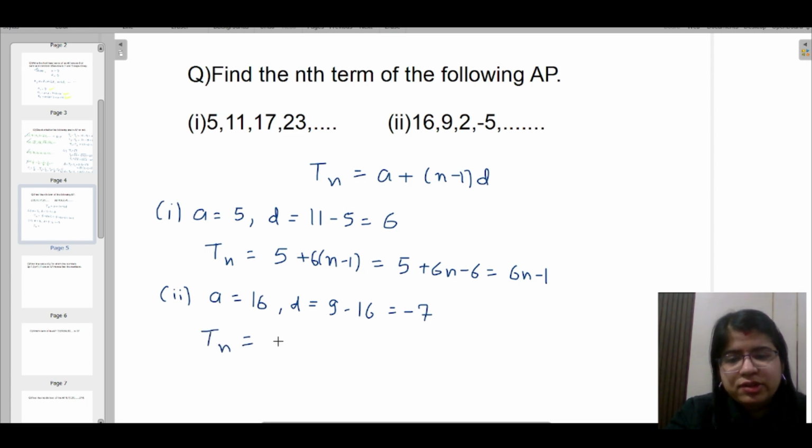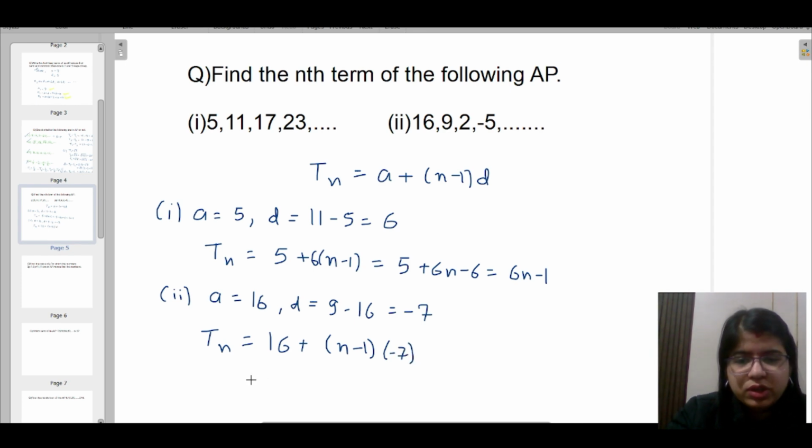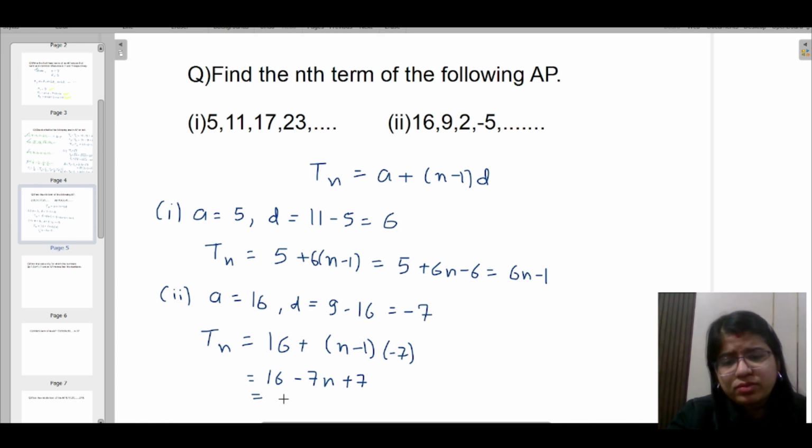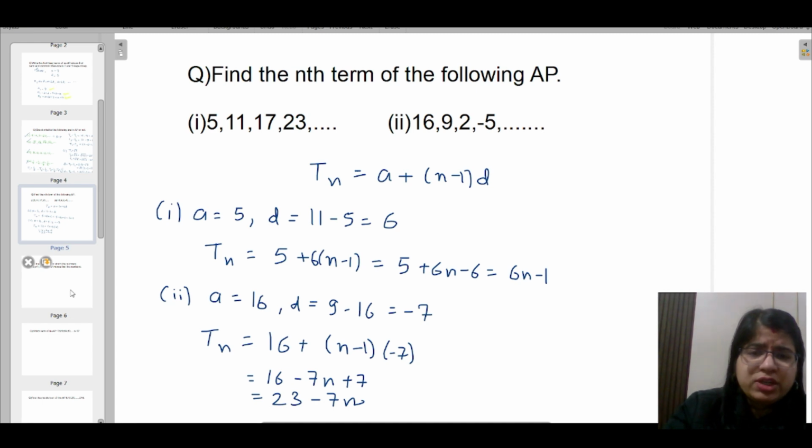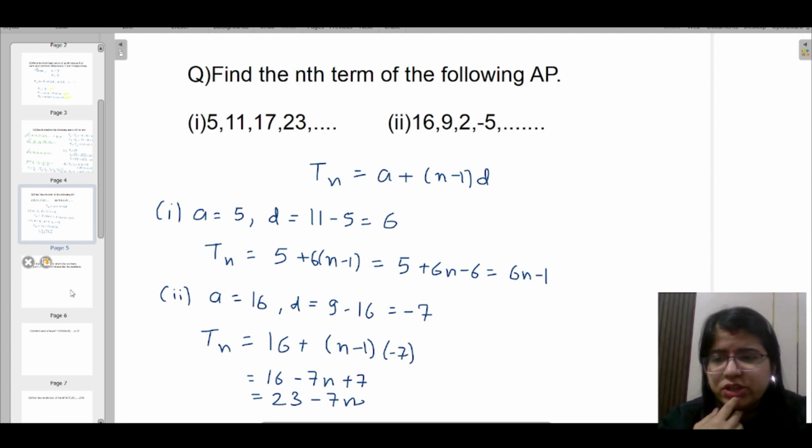Now we already know that Tn is equal to a plus (n minus 1) into d, which is 16 plus (n minus 1) into minus 7. So students, we have 16 minus 7n plus 7. 16 and 7 is how much here? We have 23 minus 7n. So the Tn term will be 23 minus 7n. Okay students. So what we have done here: Tn is a plus (n minus 1) into d, then we put the values of a and d, and then we have got the answer.